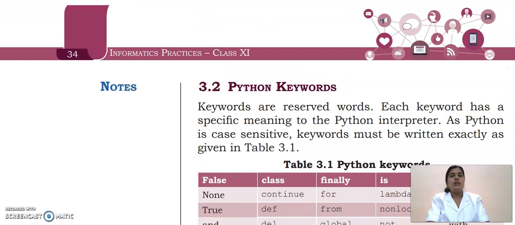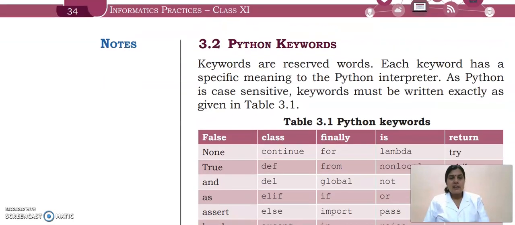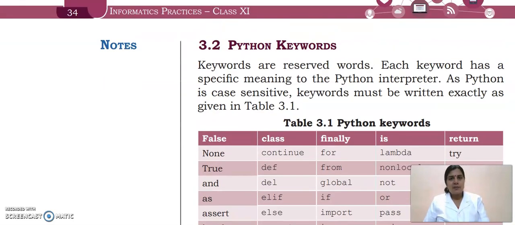Tokens in Python. Tokens are the smallest individual units in Python. Tokens are classified into many types. They are keywords, identifiers, variables, operators, data types, special symbols. So first one is keywords. What is a keyword? Keywords are the reserved words. That means these words are already defined in the Python library. We can access and use those keywords, but we cannot change them.